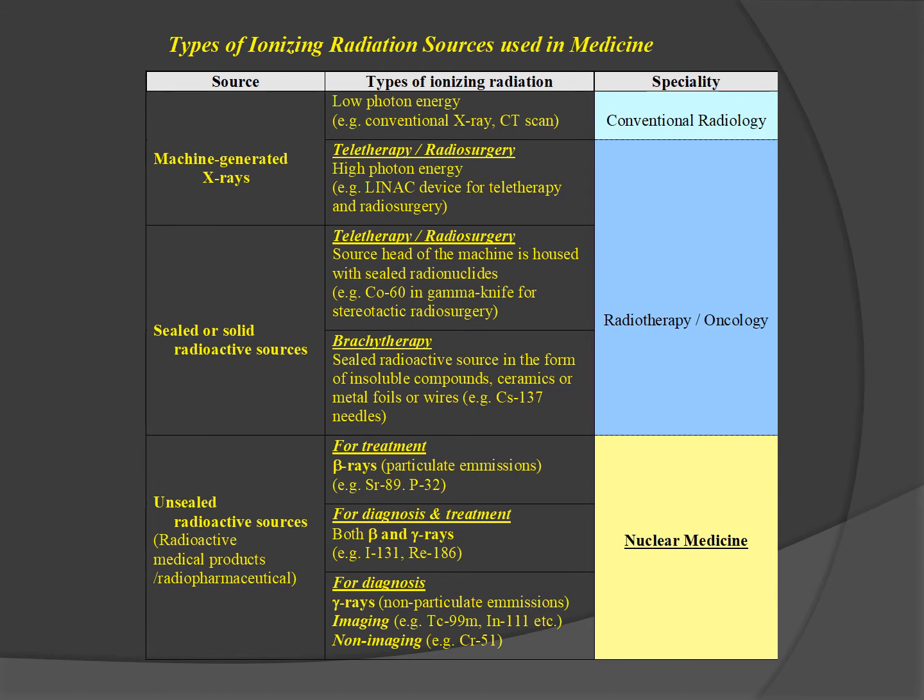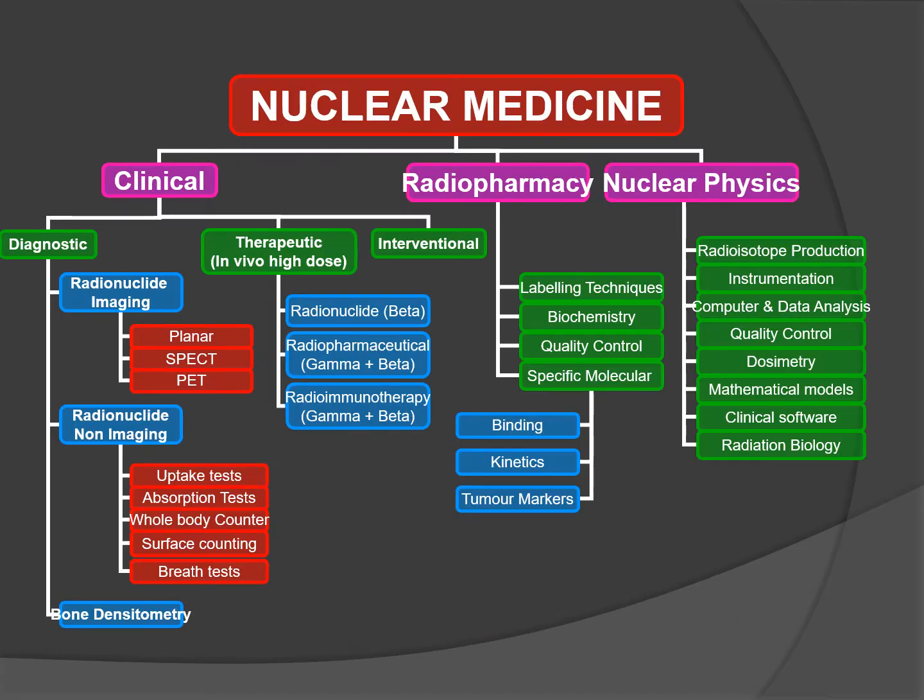And then we have the third source of ionizing radiation, which is the unsealed source, which is in the form of fluid and mostly used in the nuclear medicine fraternity. So we use it for diagnostic and also for therapy. Okay, so nuclear medicine consists of a clinical part, a radiopharmaceutical part, and nuclear pharmacy. As you know, the clinical part is diagnostic, therapeutic, and interventional.